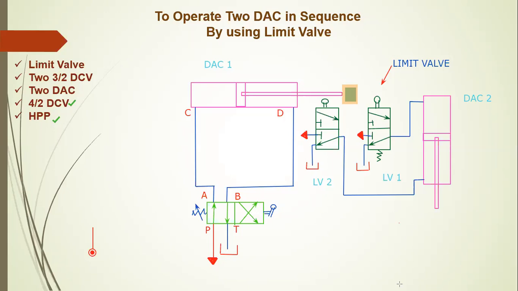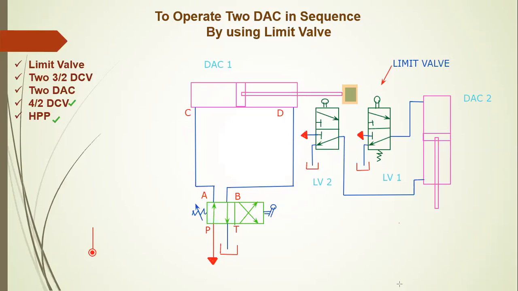We have to remember that here we are using a sequence circuit, using two double acting cylinders operating in a sequence, but you must not use any type of sequence valve. Here we have to use two limiting valves. These limiting valves give the motion to operate in a sequence. Always remember that for an exam, do not use any type of sequence valve. Always use two limiting valves.